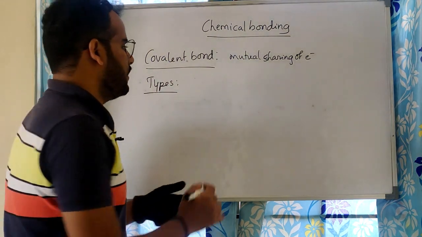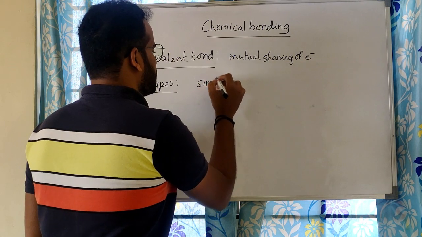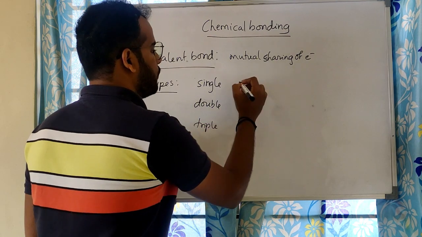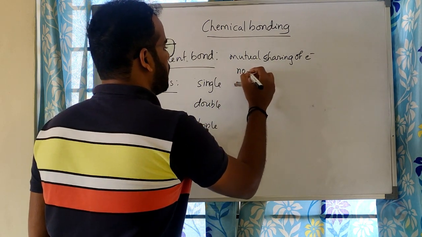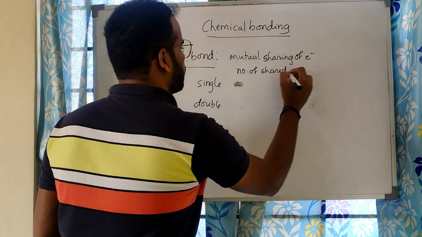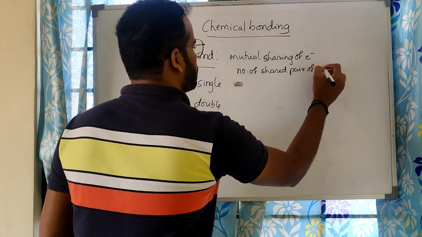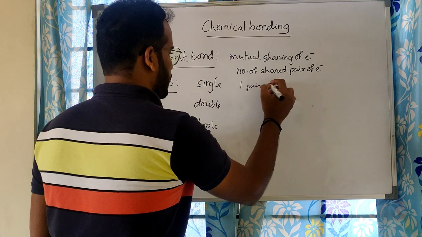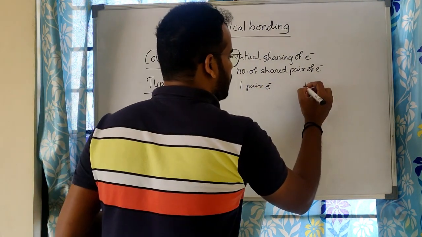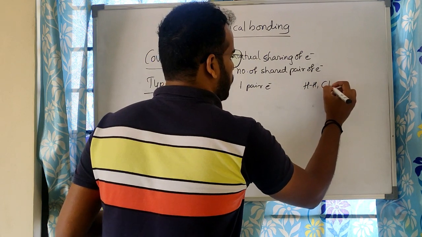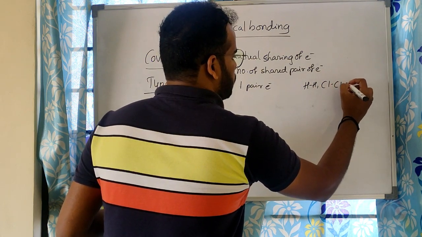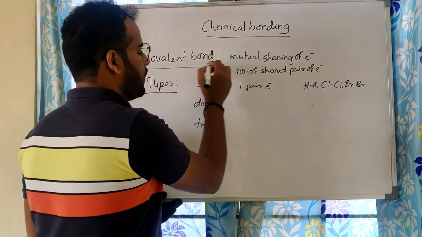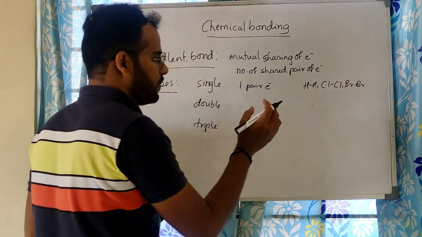If you see the types of covalent bond, we have 3 types: single covalent bond, double covalent bond, and triple covalent bond, depending upon the number of shared pair of electrons. So if there is only 1 pair of electrons, meaning 2 electrons shared, then it will form a single bond. Example, hydrogen molecule, chlorine molecule, you can also write bromine molecule. In these, a simple line represents the covalent bond.